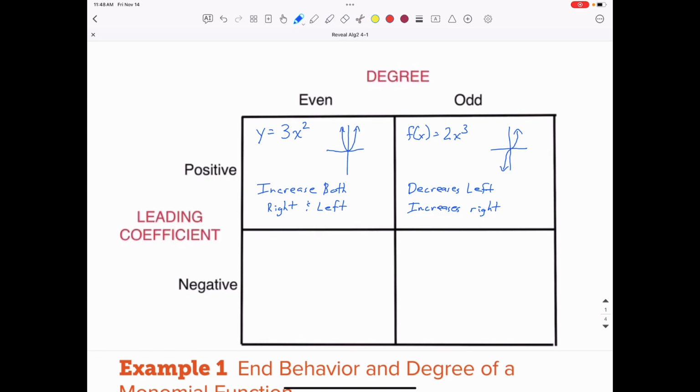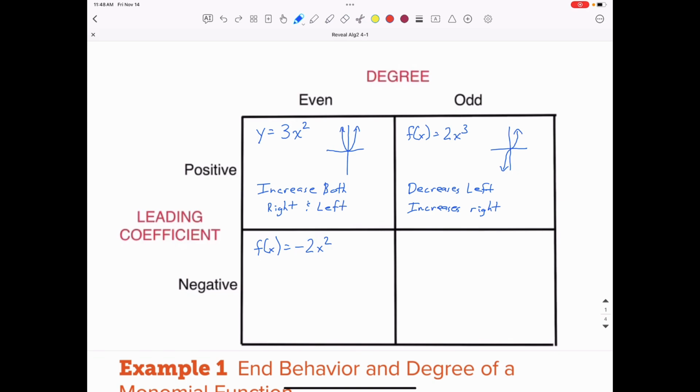And then what happens if we have a negative leading coefficient? So let's say we have an even degree, but a negative leading coefficient. Well, I'll go ahead and use one that we're familiar with, and one we're familiar with is actually another parabola. So maybe our function is f of x equals negative 2x squared.